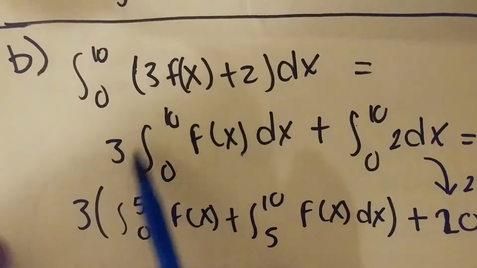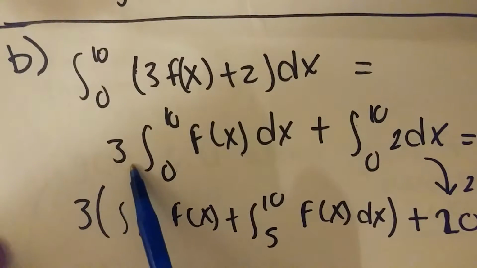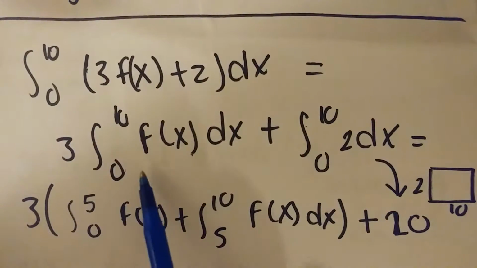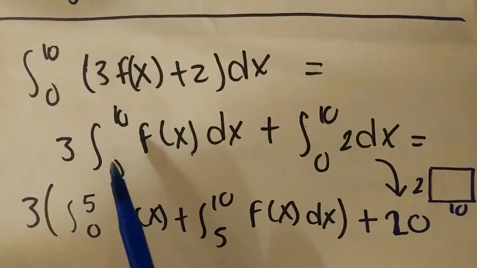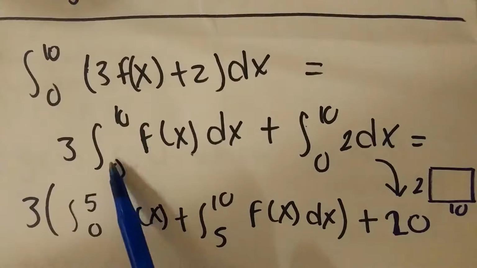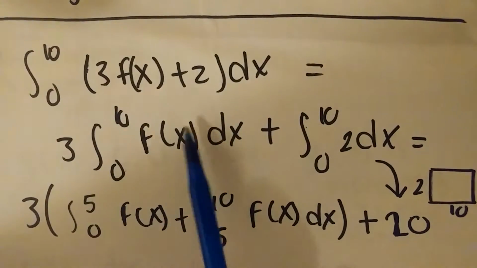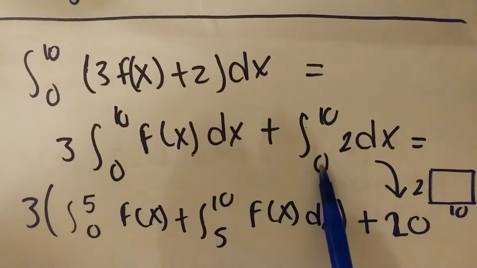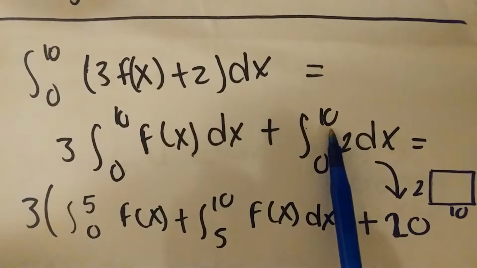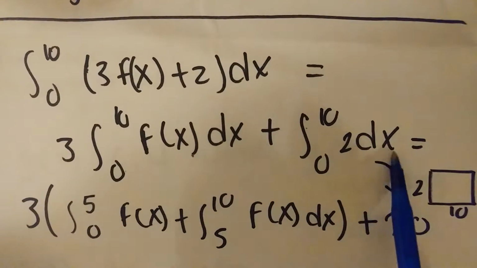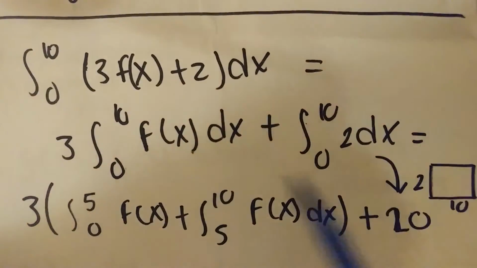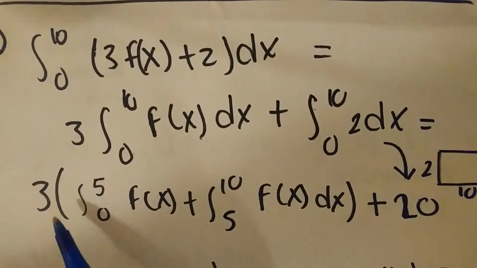So first off, we take this 3, put it in front because it's a constant, so we're not bothered by it. And I have separated, so what I mean is we're going to take the integral of f of x dx, and then separate this and take the integral, bounds being 0 and 10, of course, of 2 dx, the second part of the equation. And then my 3 is still outside.